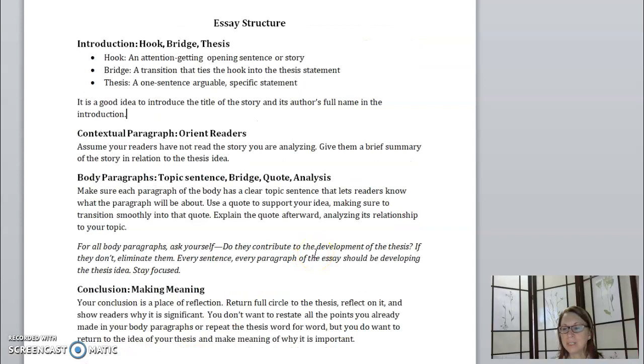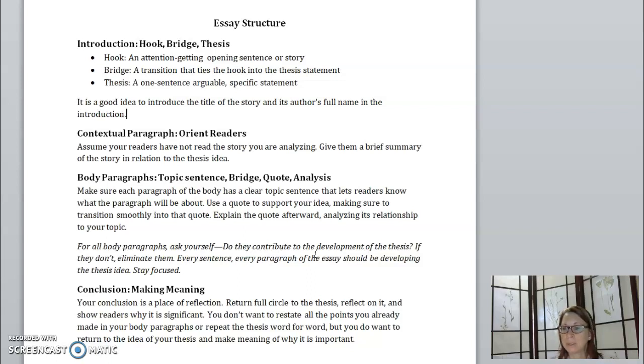Now in each body paragraph, make sure to create a very clear topic sentence that tells readers exactly what you plan to talk about in that paragraph. This serves as a signal to readers, so they have an idea beforehand what the paragraph is going to be about, and that paragraph should stay focused only on that one idea throughout. If your idea shifts, that means that you need to start a new paragraph.